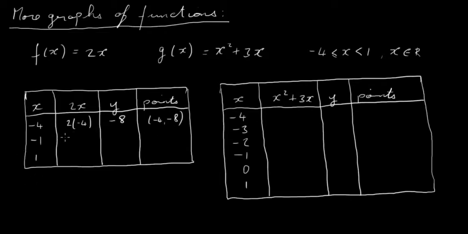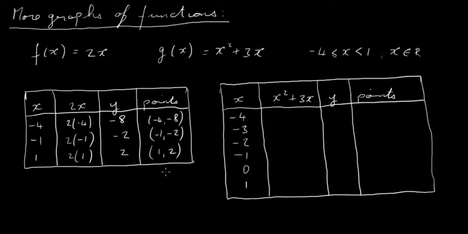Second x value is -1, so it's 2 times -1, that gives me -2, so I get (-1, -2). Third one is twice 1, so 2 ones are 2, so that will give me a point of (1, 2). So let's plot these 3 points.